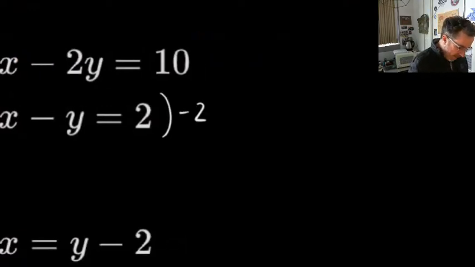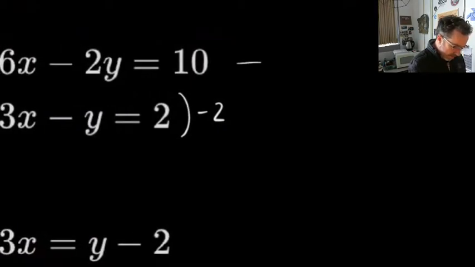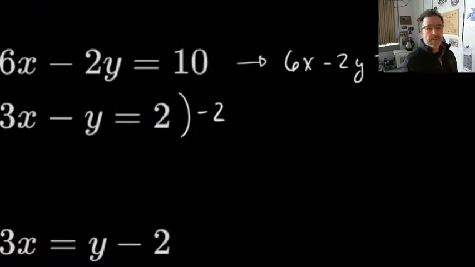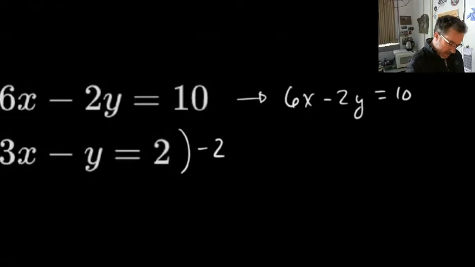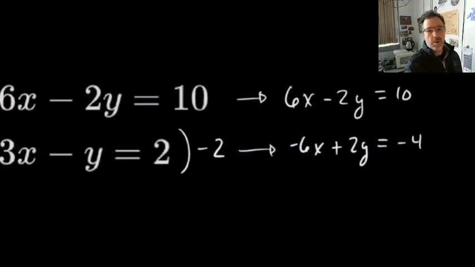So if I do that, I'll rewrite the top equation. The top equation is just 6x minus 2y equals 10. Oh, my face is in the way. There we go. And the other equation becomes negative 6 times x plus 2y equals negative 4. Uh-oh. You see what just happened there?